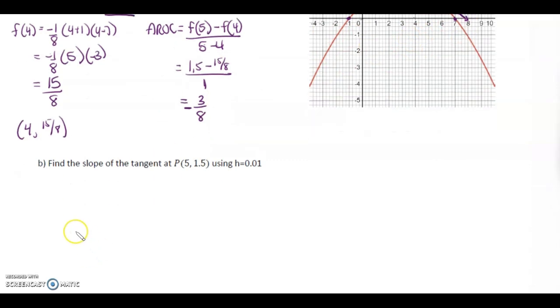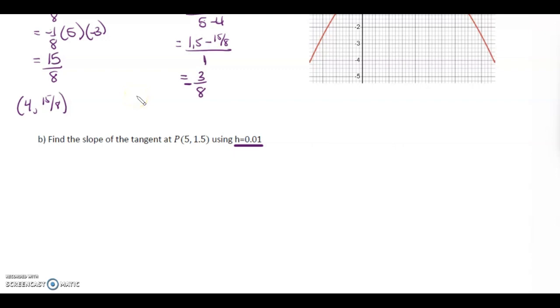Okay. B, find the slope of the tangent at P 5, 1.5 using h equals 0.01. So the slope of the tangent, what we're going to do is use f at 5 plus h, which is actually going to be f at 5 plus 0.01, right? Which is f at 5.01. If you need to see that written out, you don't have to write these out. You can just skip to f at 5.01.